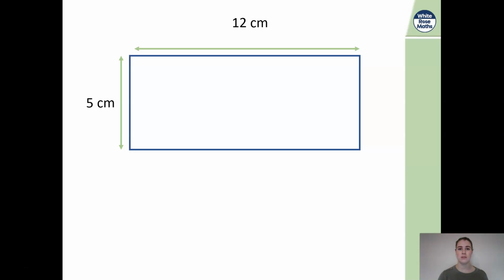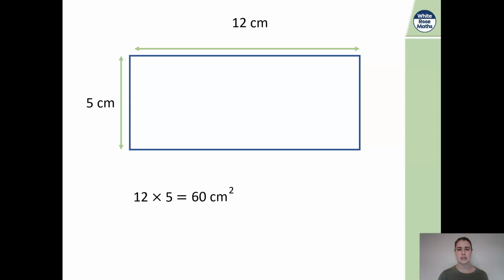So do take your time when reading through and watching this video. You may need to go back and pause the video at certain points to help you with your task at the end of the lesson. So let's consider this rectangle here. We have a rectangle that is 12 centimetres long and 5 centimetres wide. So 12 multiplied by 5 is 60.